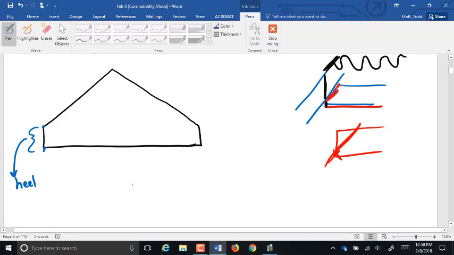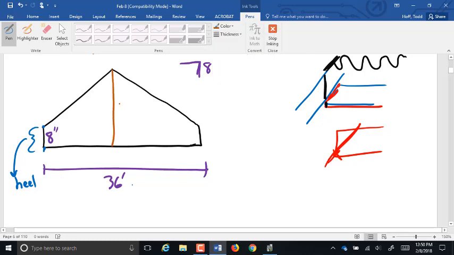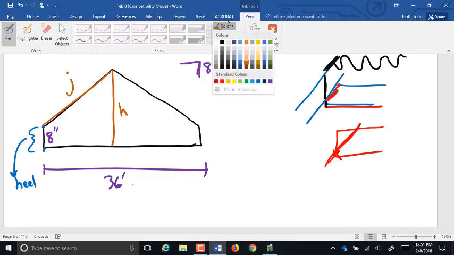So anyway, let's say, just for the sake of making this easy on us, that this has an 8-inch heel. This span, we're going to put at 36 feet. We're going to give this a slope of, let's go 8/12 slope. And once again, I want to find the height, and I want to find that top chord length.